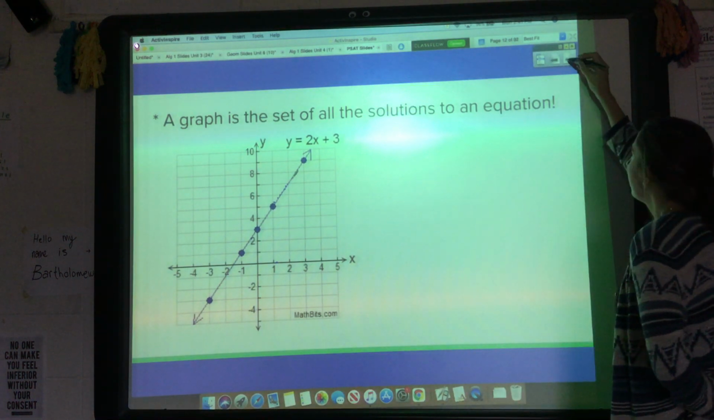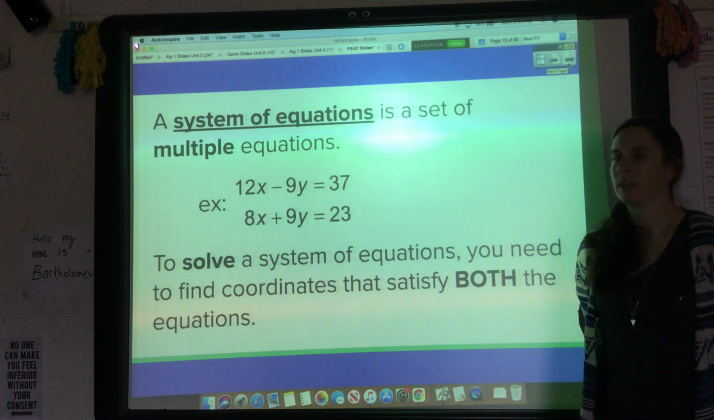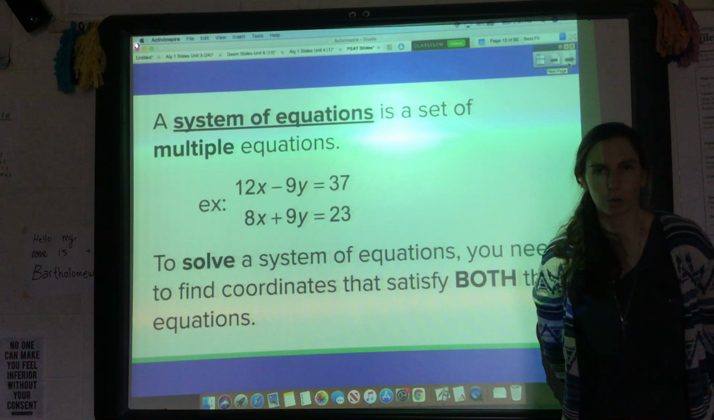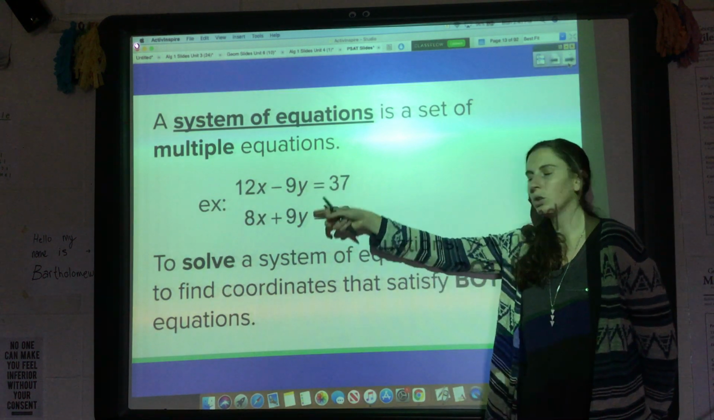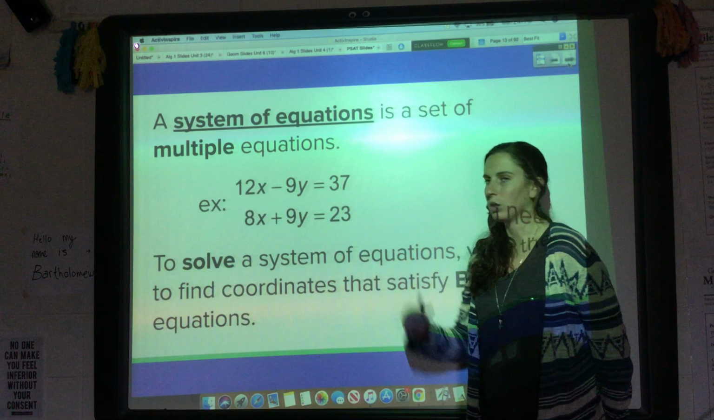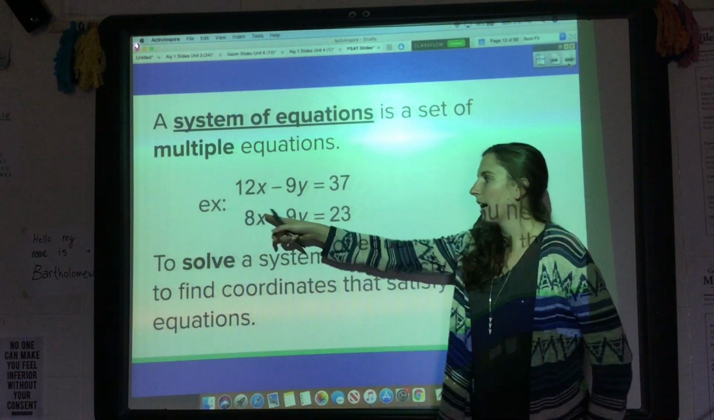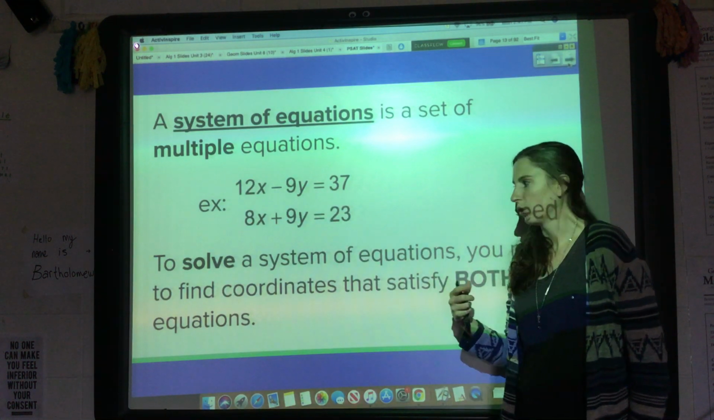Okay, so keeping that in mind, let's get into systems of equations now. Remember that a system of equations just means multiple equations. It means something like this, where you have 2 equations, 2 variables, and you want to solve for both of them. You want to find an x and a y value that make both of these equations true.